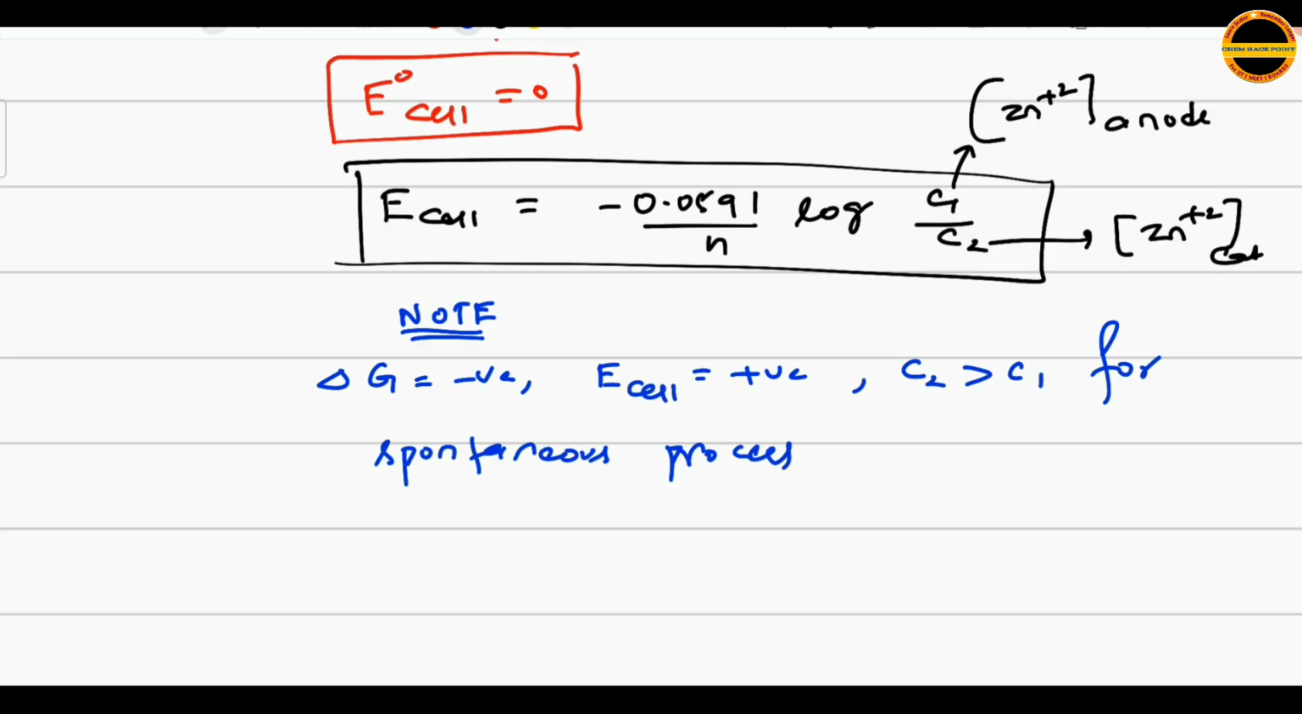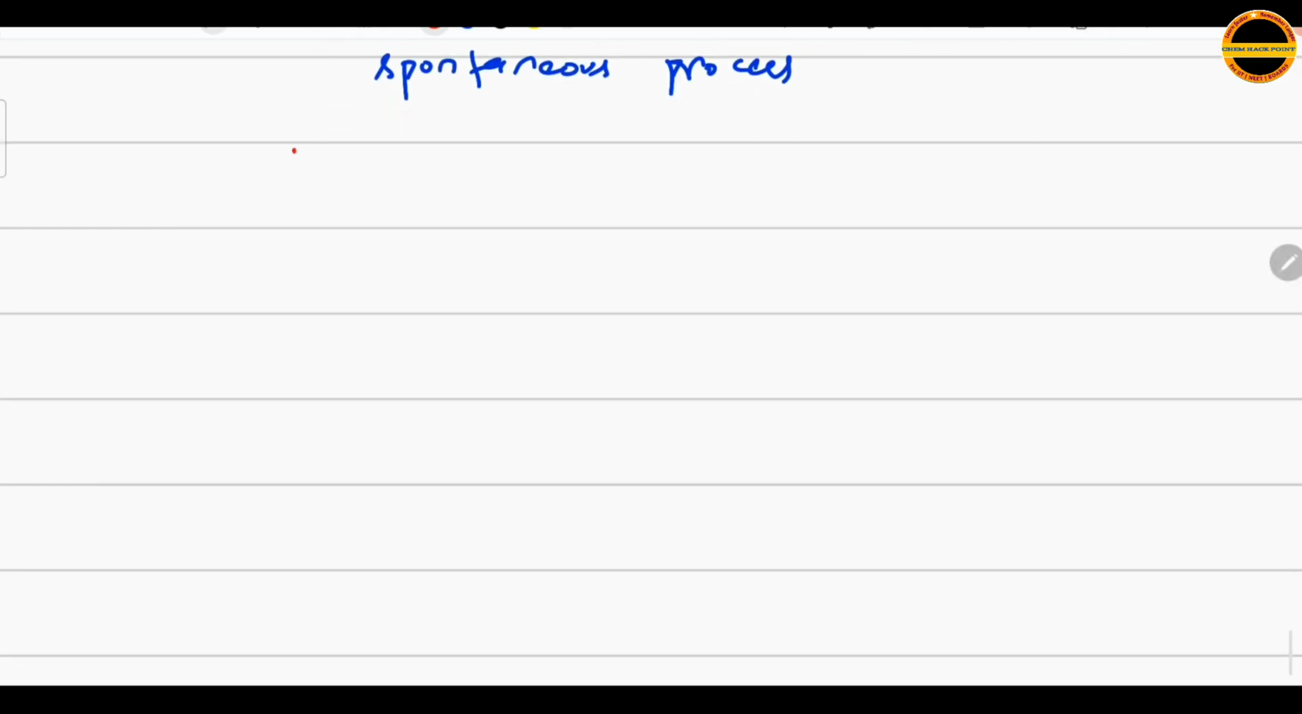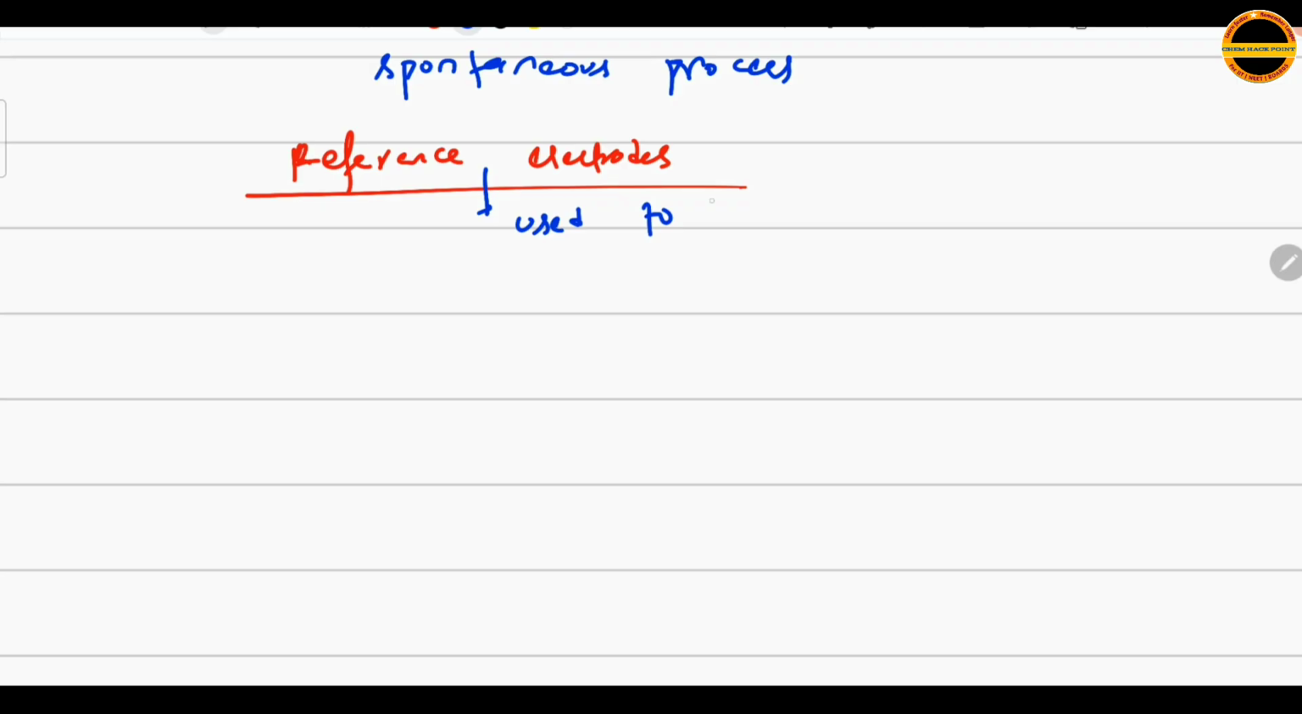Okay. Next, moving further, reference electrodes. See, reference electrodes are standard electrodes. Mainly these electrodes are used to measure the potential of other electrodes. These are standard forms. Like in titration, we use one solution whose concentration is already known to us, by using which we calculate another concentration. So they are used to measure the potential of other electrodes.